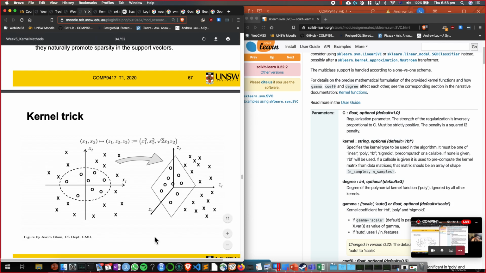Now the cool thing is, once we do this, it's kind of hard to see here, but just in 3D, once we convert this into 3 dimensions, we can actually draw a hyperplane that perfectly separates the data. So to deal with nonlinear data with your support vector machine, you need to find some sort of mapping which goes from here to here.